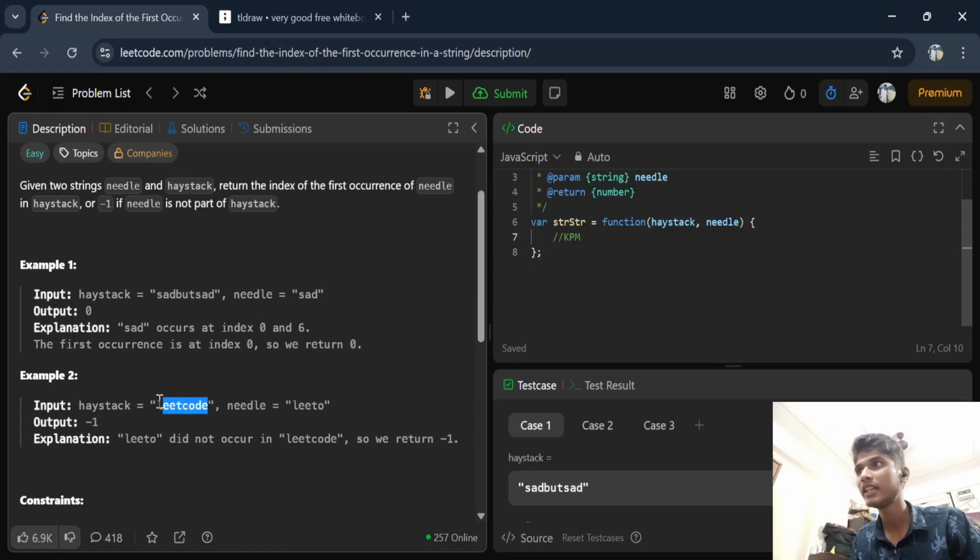And see this, "leetcode", and needle is "leeto". So "leeto" is not present. "Lee" is present, but the whole needle is "leeto", and it is not present inside "leetcode".